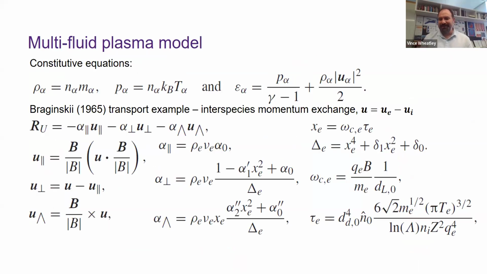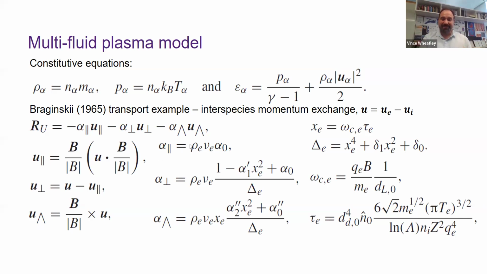We need constitutive equations to close this model. So we have the regular ideal gas law and the total energy definition. And I'm going to give just one example of the Brzezinski transport model, and this is the interspecies momentum exchange term. In these expressions, U is the relative velocity between the ions and the electrons. This collisional exchange term has a decomposition of the velocity, where each velocity component is multiplied by a separate transport coefficient alpha. We decompose the relative velocity into components parallel and perpendicular to the fields, and then we have a third component of the relative velocity that accounts for diamagnetic effects.